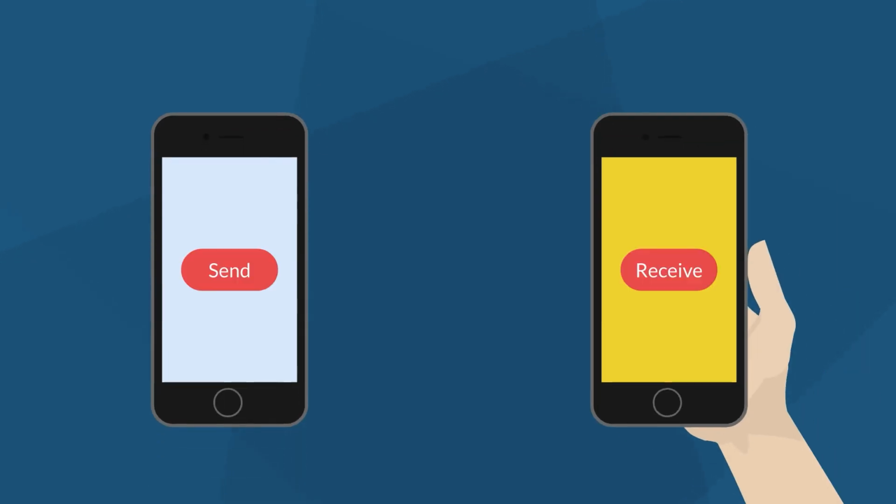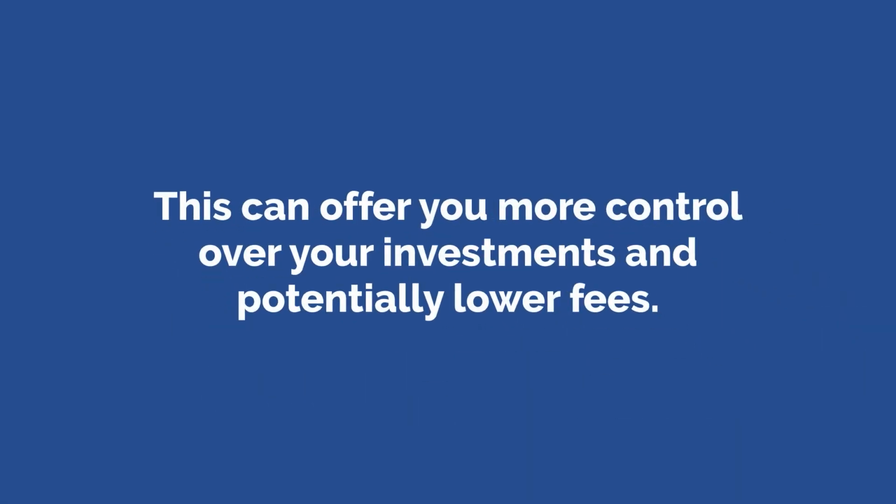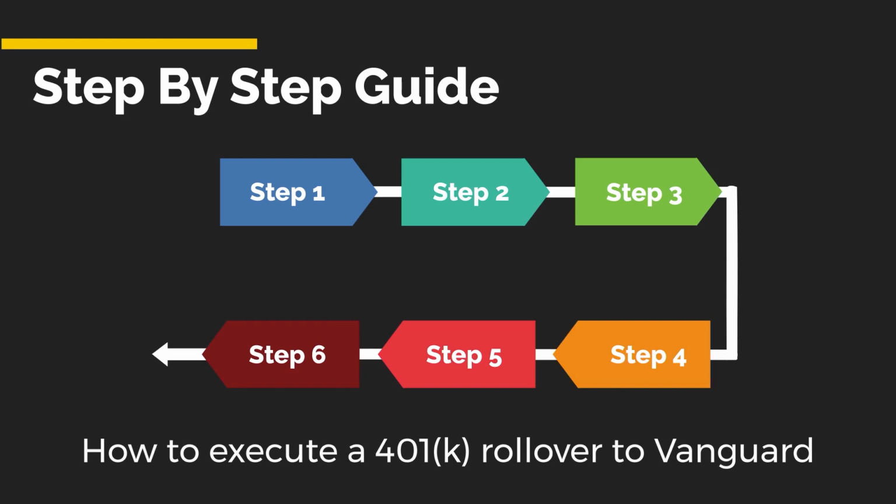Rolling over a 401k to Vanguard involves transferring the funds from your current employer-sponsored retirement account, 401k, to a Vanguard individual retirement account, IRA. This can offer you more control over your investments and potentially lower fees. Let's see a step-by-step guide on how to execute a 401k rollover to Vanguard.